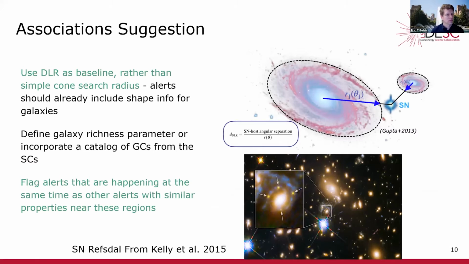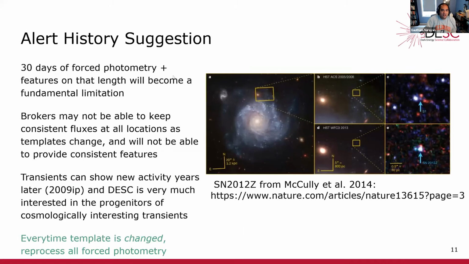I'll zip through this. So for things like association, it's just using something like the directional light radius as a baseline rather than a simple cone search radius. And that'll help you flag things that are in the vicinity of things like galaxy clusters, particularly if you have a catalog there that you can associate with as well. And particularly for strongly lensed supernovae, that's going to be crucial.